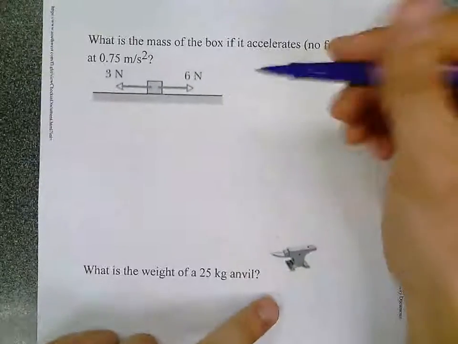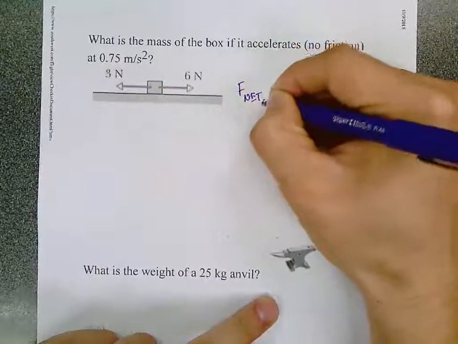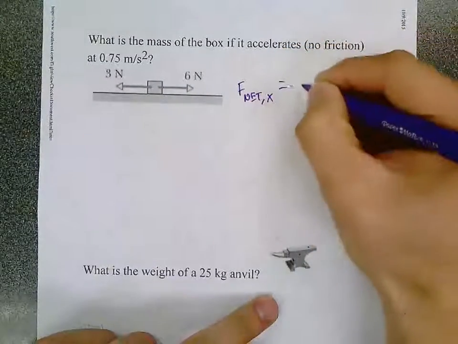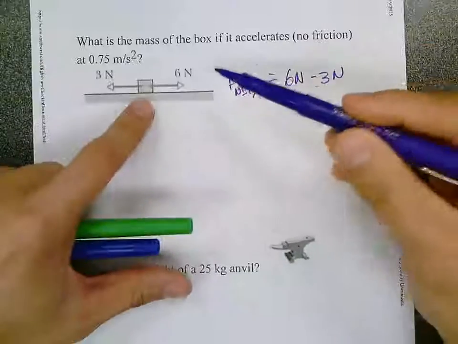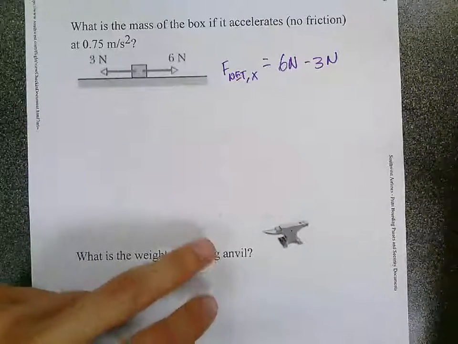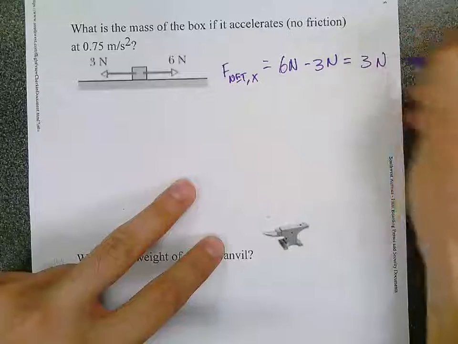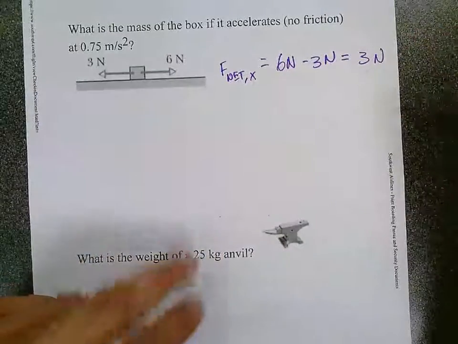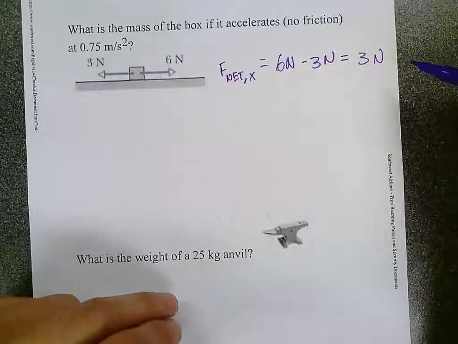So in this case, it's only going in the x direction, so F net of x is equal to 6 newtons minus 3 newtons. Remember, 6 newtons is going to the right, 3 newtons is going to the left. That's why 3 newtons is being subtracted. 6 minus 3 gives us 3 newtons of net force. That is one of the pieces of information that is a given.